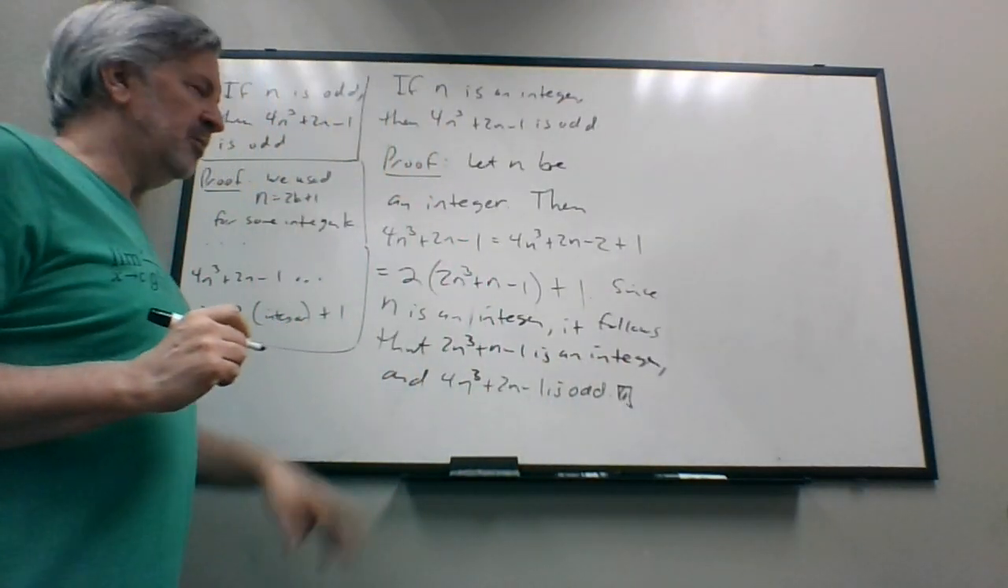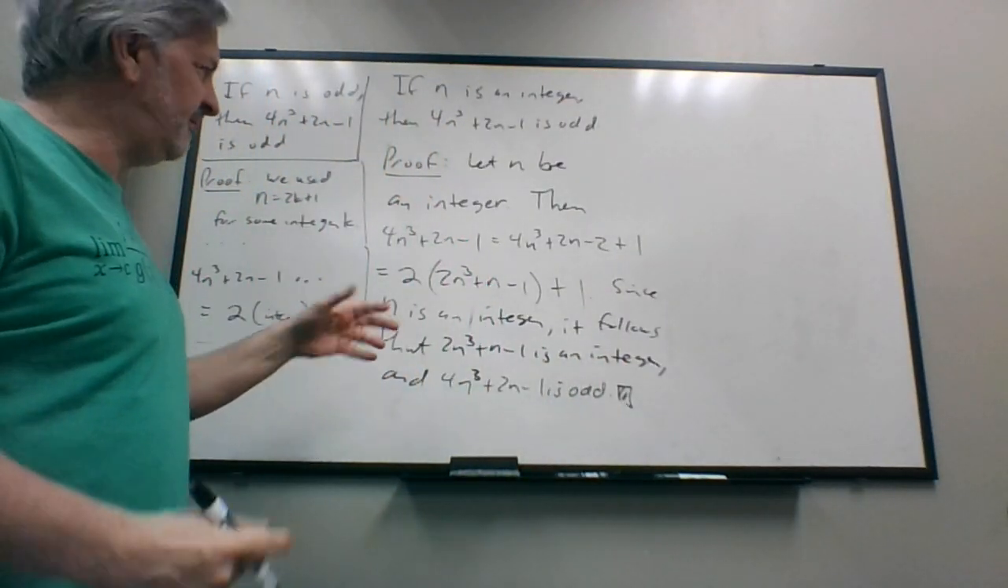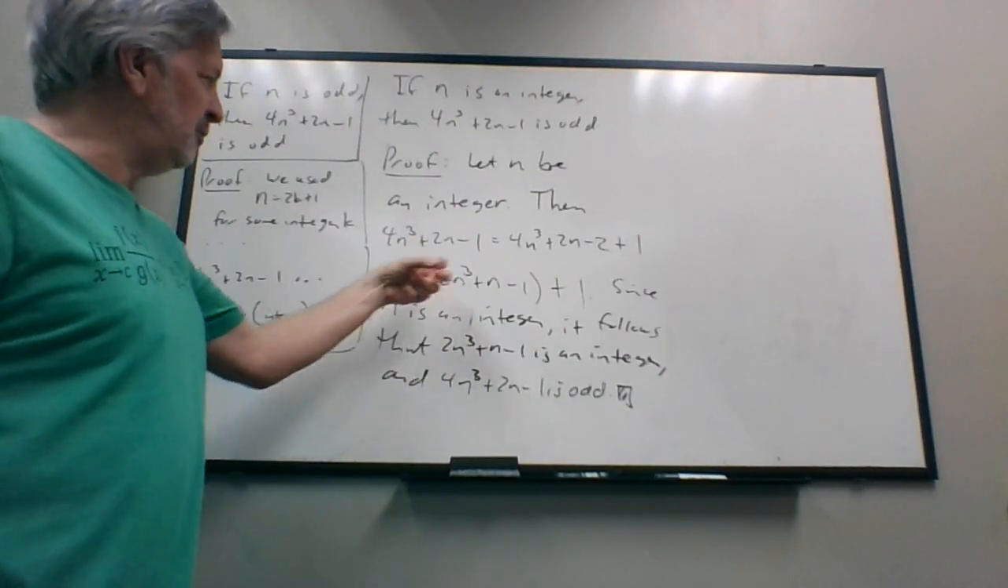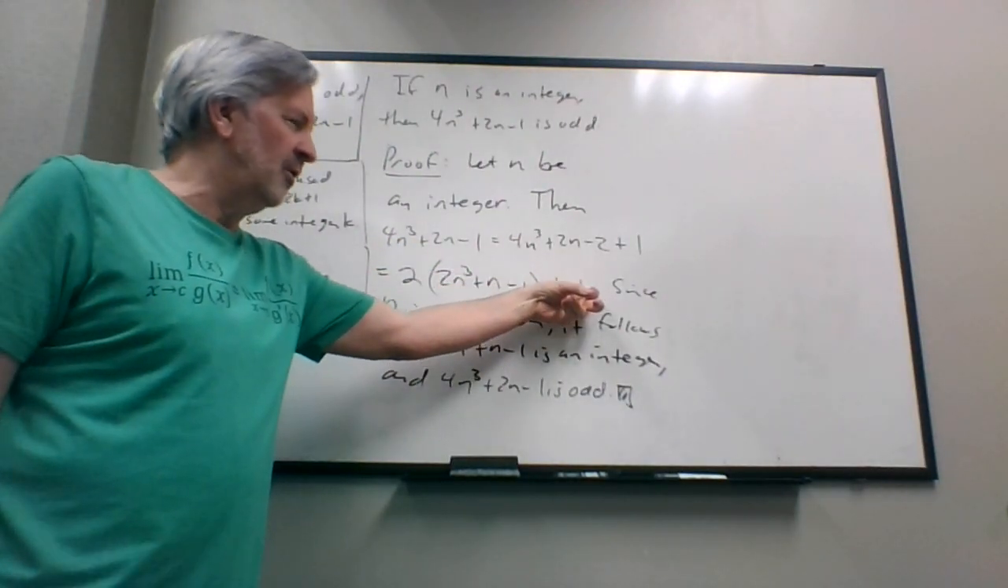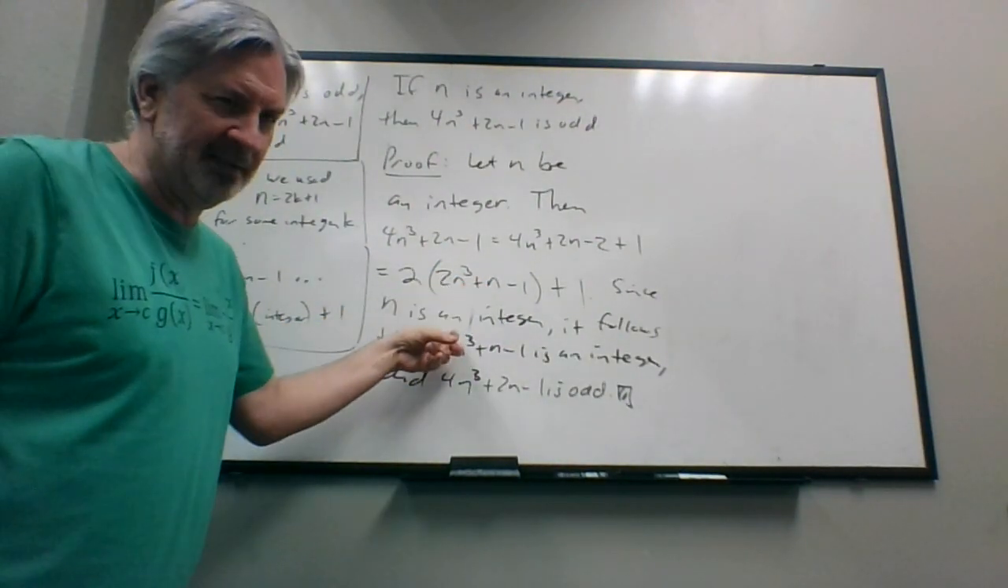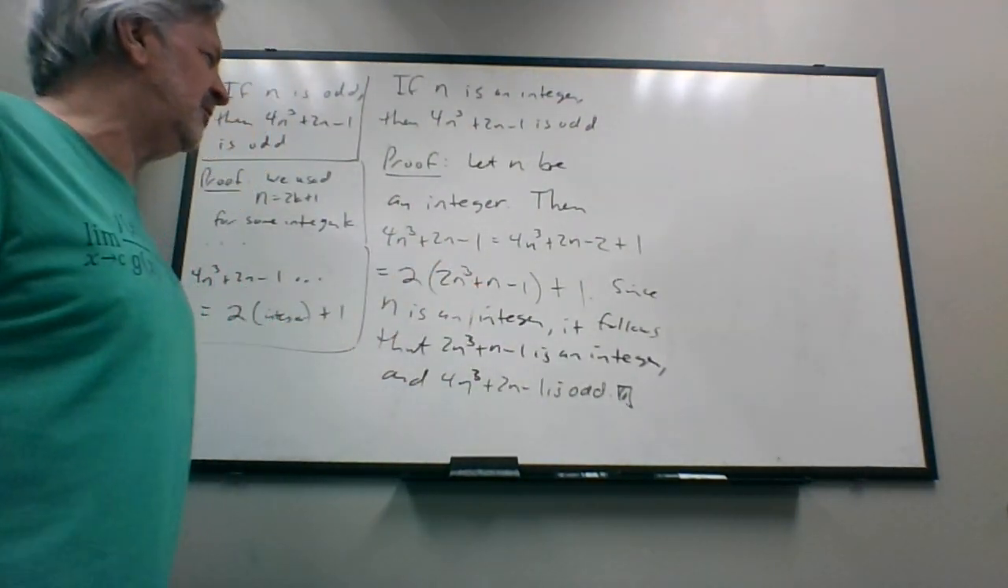Remember, to show a number's odd, what do you have to do? I'm trying to show that this number's odd. First, you have to get it as 2 times something plus 1 or minus 1. And then say that the something is an integer. Explain why, not just say it. Explain why the expression there is an integer.